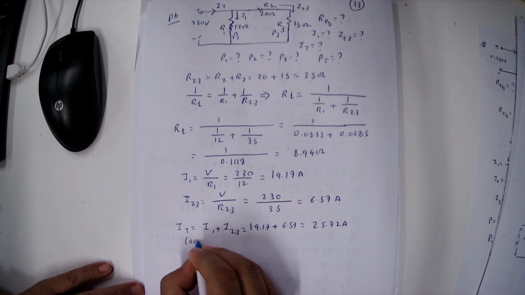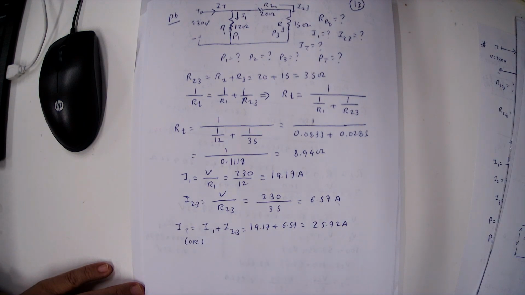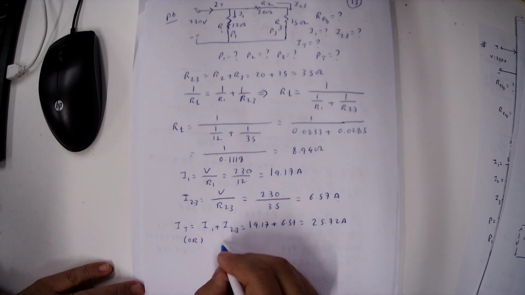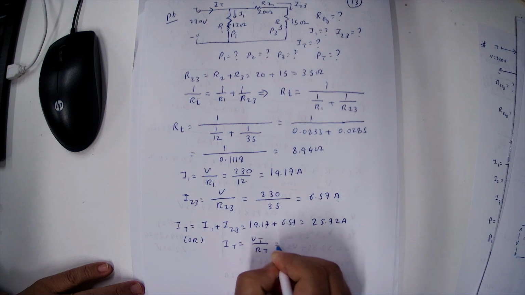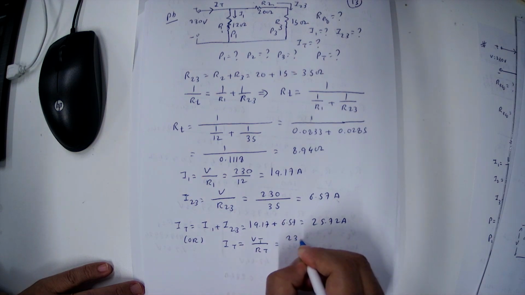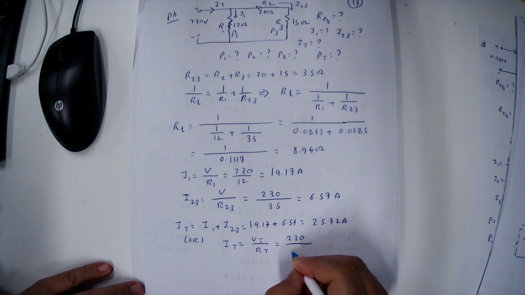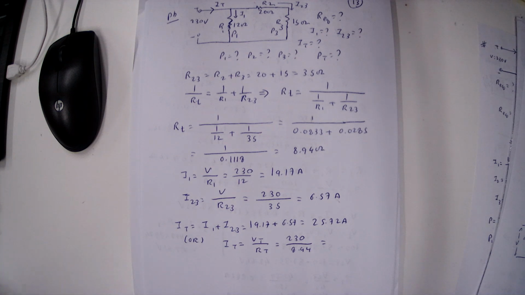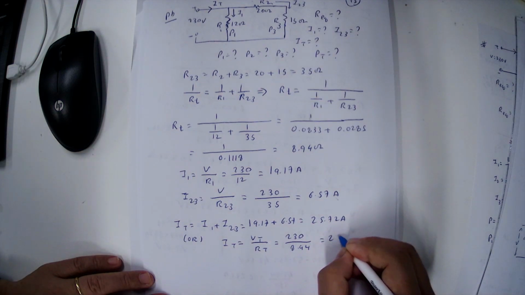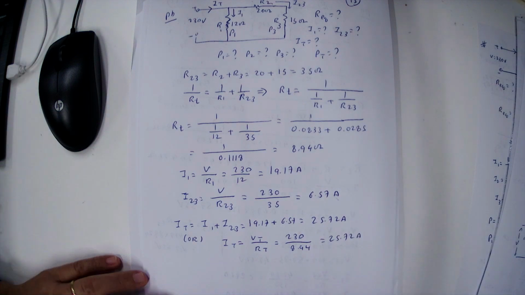Or we can also calculate, we know the voltage, we know the total resistance. So we also calculate I total equal to V total divided by R total. V total is 230 volt. Total resistance R total is 8.94. Also the same calculation. So 230 divided by 8.94. This is also 25.72. So there are two ways to calculate.